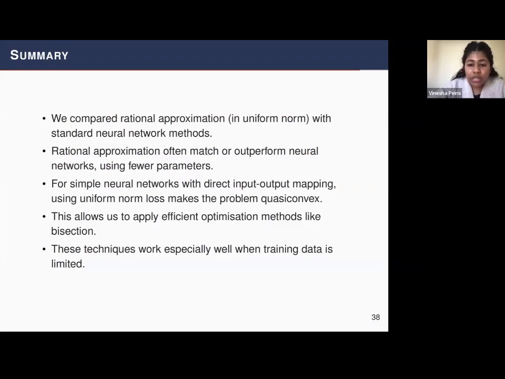activation functions so that the problem becomes a quasi-convex problem. In that case, you can use any quasi-convex optimization technique to solve the problem, but the most efficient is the bisection method. This technique works very well when your training data set is either limited in size or if you have underrepresented groups in your data set.